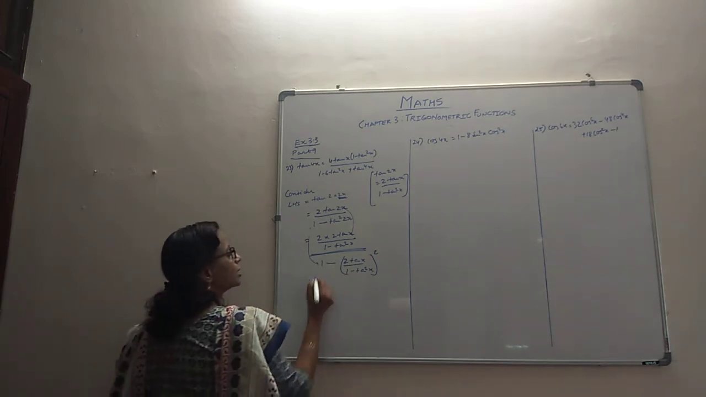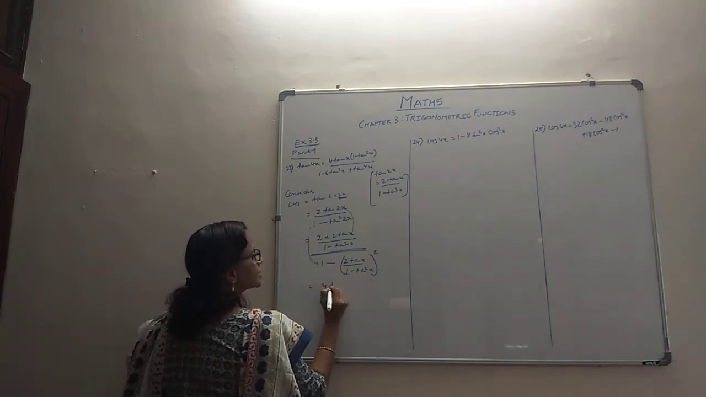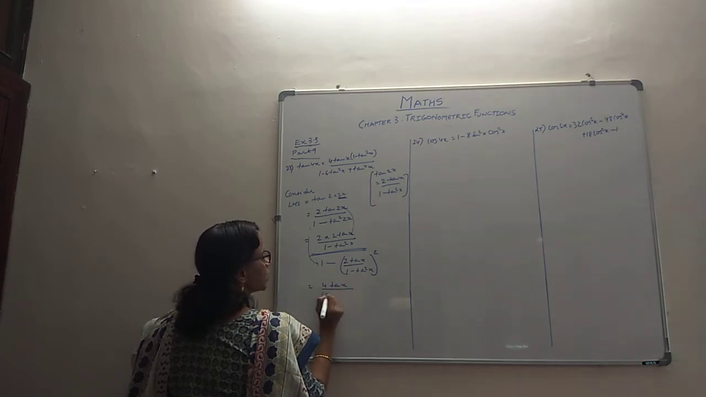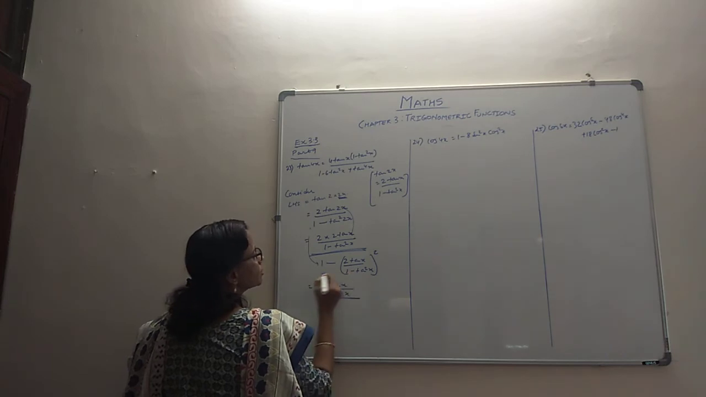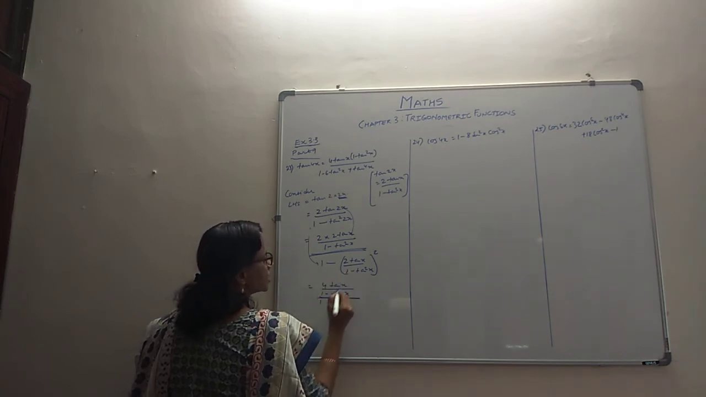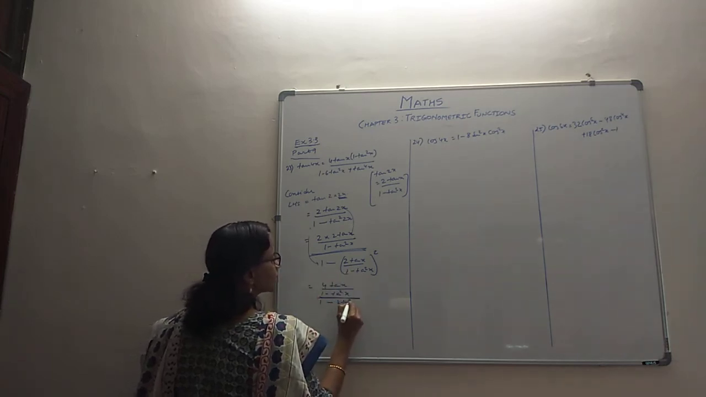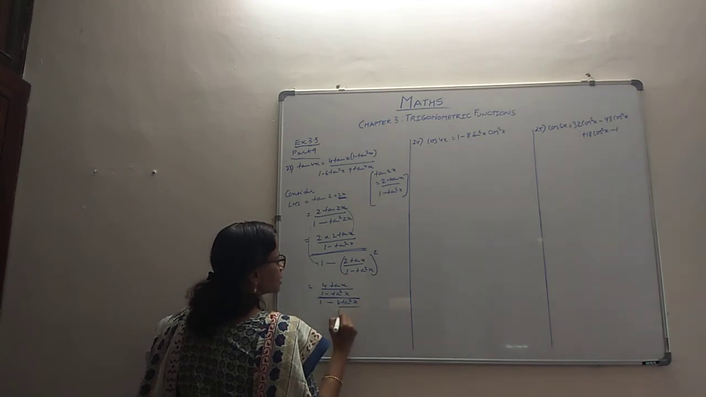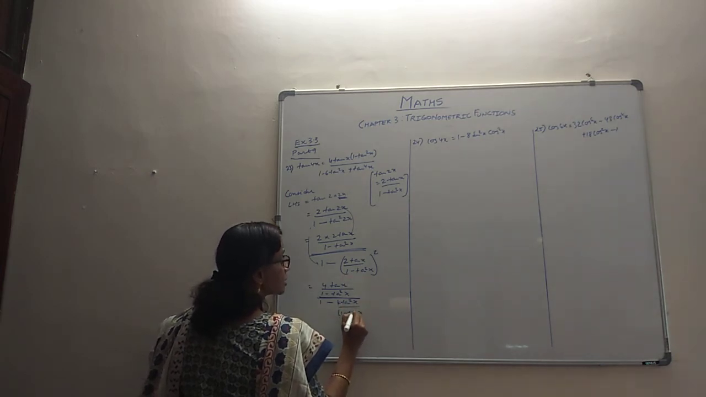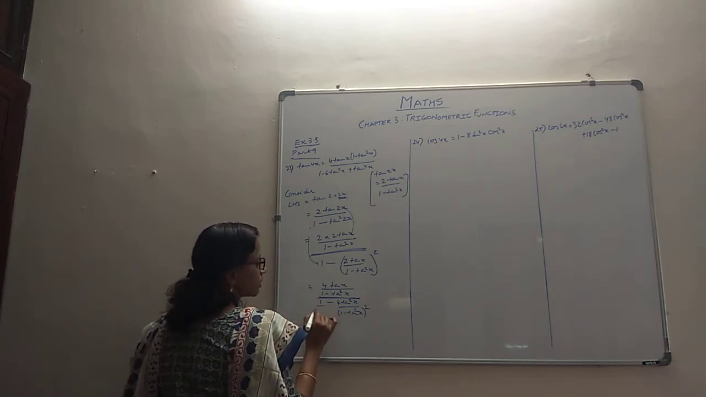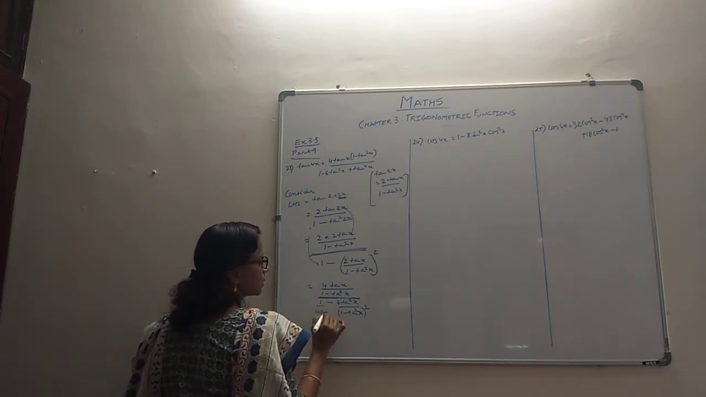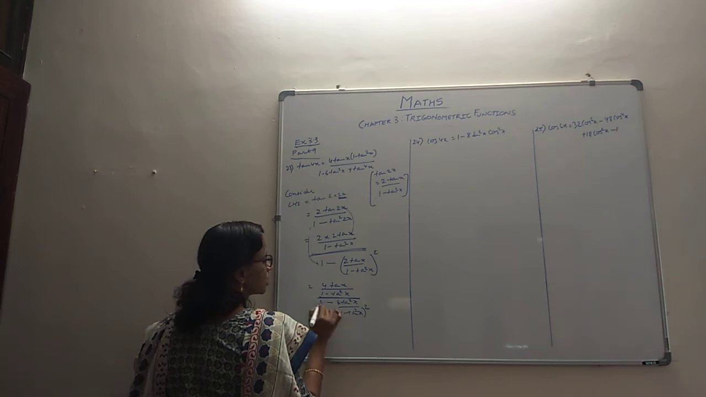So what will come? 2 into 2, it's 4 tan x. This stays as 1 minus tan squared x. But the denominator you need to solve. Here it will come to 1 minus 4 tan squared x when we expand. And this is 1 minus tan squared x whole square. And here therefore we need to simplify, because this is 1, you have to multiply by 1 minus tan squared x whole squared.